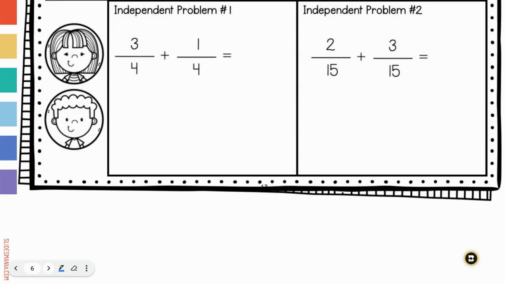Okay, 2 more problems. I want you to pause the video here, do the problems on your own, and then when you're ready, start it again to check your answers.